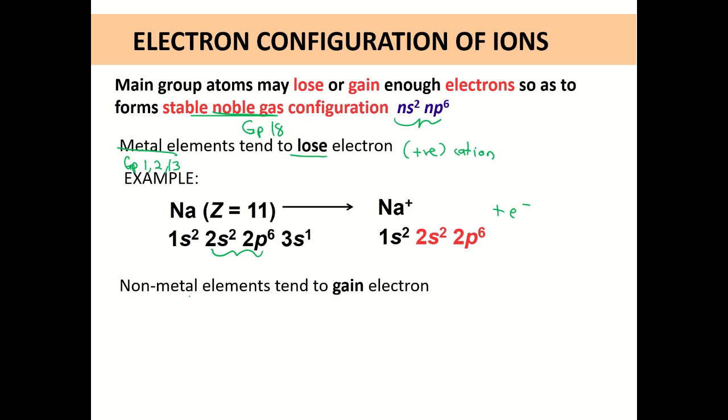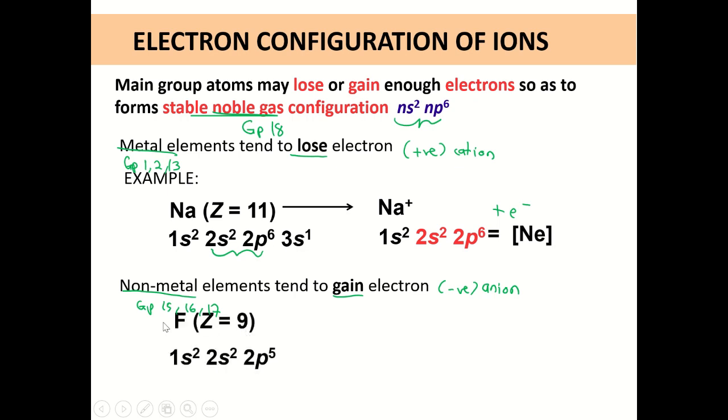Next, non-metal elements, for example groups 15, 16, and 17, tend to gain electrons in order to achieve this stable noble gas configuration. So when it gains electrons, it's going to form a negative ion, which is called an anion. For example, we have fluorine with a proton number of 9, so it consists of 9 electrons. These 9 electrons will be assigned to 1s2, 2s2, 2p5.